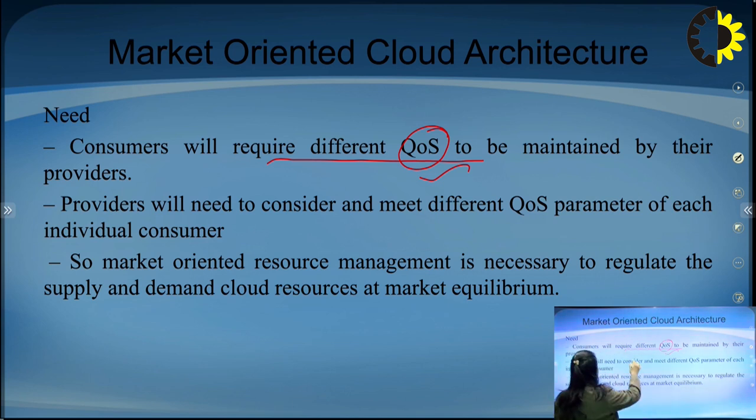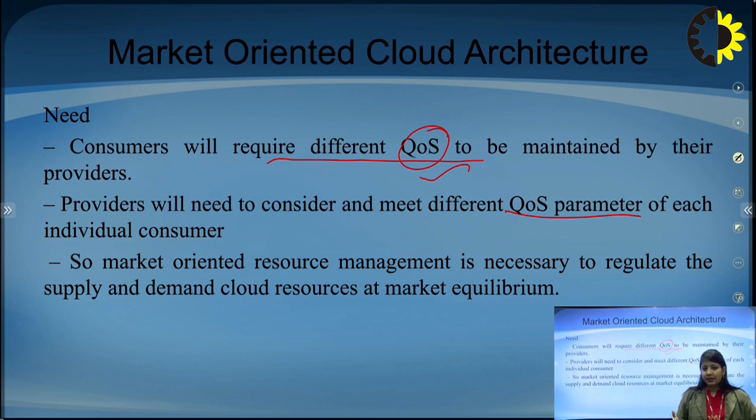So this is one of the requirements: the provider will need to consider and meet the different QoS parameters. There are different cloud vendors and those vendors have different QoS requirements. Like if we are going to purchase a light in the market, there are different companies like Philips or Havells. So I have to check which one is more reliable and giving me more quality at a better rate. So this is a point: providers have to meet the different quality of service parameters.